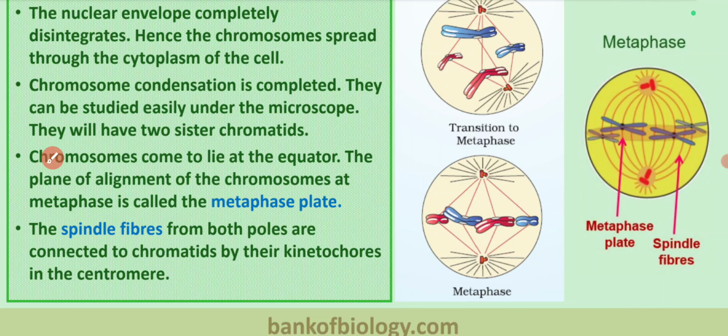The spindle fibers from both poles are connected to the chromatid by their kinetochores in the centromere. So what are kinetochores? These are the kinetochores, the whitish portion you can see in this diagram. And the middle portion is called the centromere.